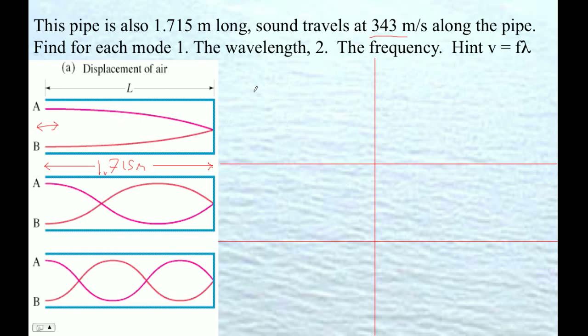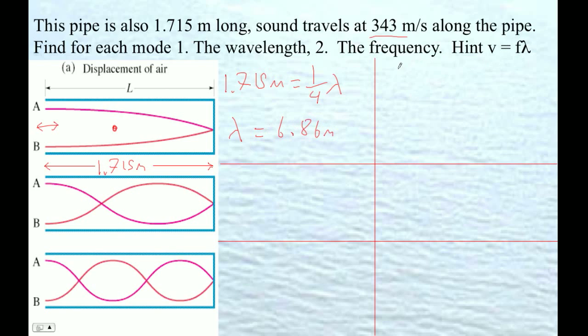Okay, so let's see, displacement of the air. So let's do this. This is 1/4 wavelength. So 1.715 meters is 1/4 wavelength, right? So therefore the wavelength is 4 times that, right? So 4 times 1.715 is 6.86 meters.